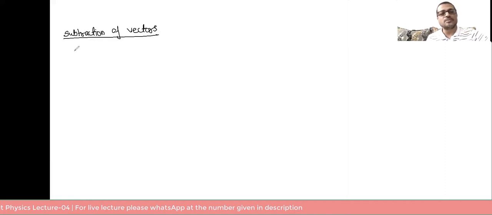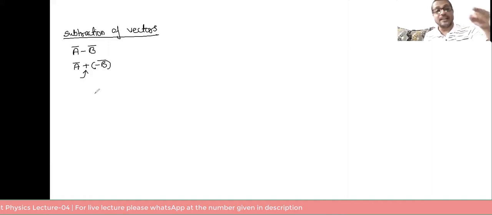So suppose you have to subtract one vector from the other. Suppose you have to do A minus B. We can also write it as A plus of minus B. So what is it that I have to do? I have to basically do only addition. But add what? Add negative of B to A. So that can be done.